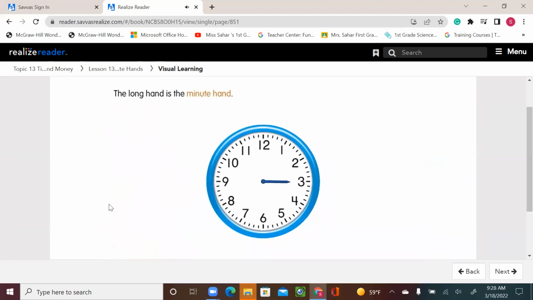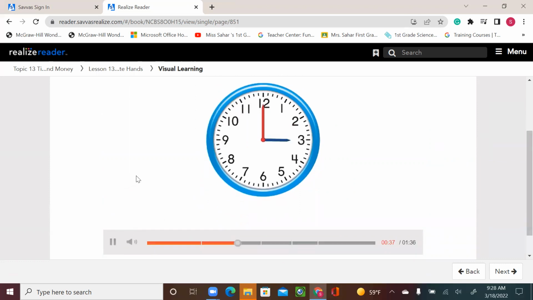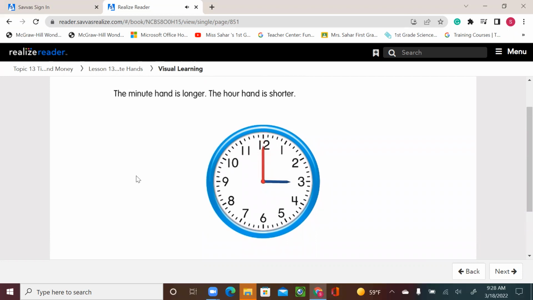The long hand is the minute hand. How can you tell the minute hand from the hour hand? As we see, the hour hand is short and the minute hand is long. The minute hand is longer. The hour hand is shorter.